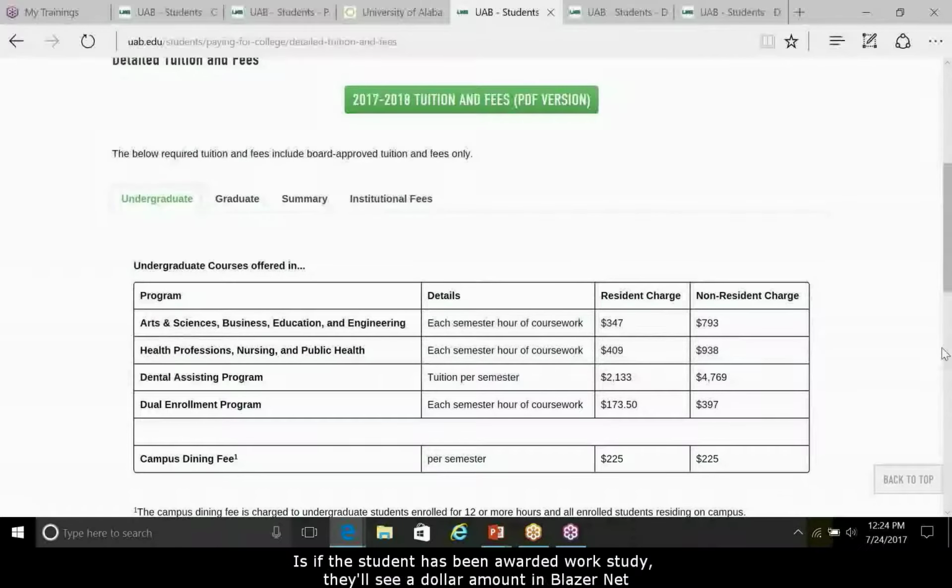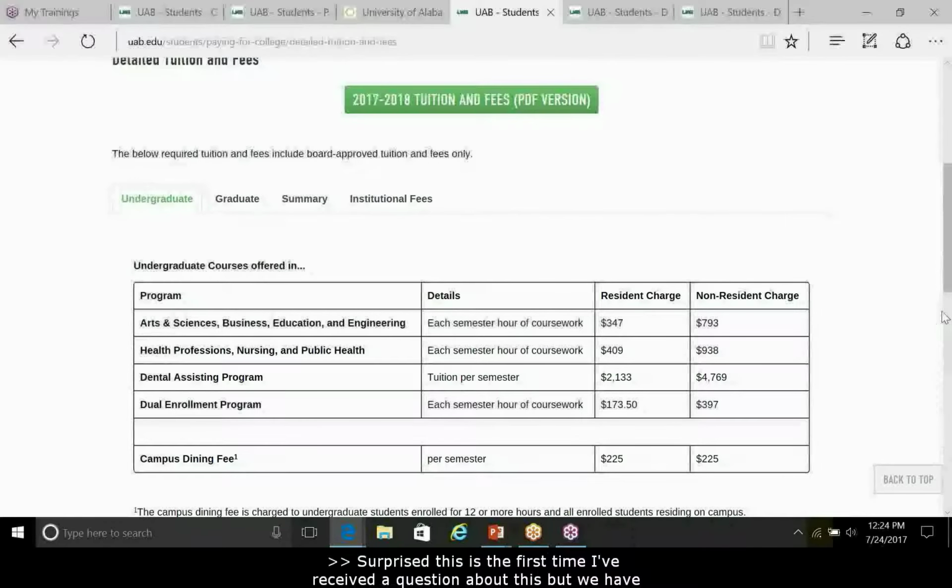Follow up with that a little bit too: if the student has been awarded work study, they'll see a dollar amount in BlazerNet as to how much they were awarded. That is not money that will be added as a credit to the account balance. That is money that the student has to earn over the course of a year by working an hourly job. So that's not money that will be, again, credit to the account balance. That's money that the student has to earn. They'll get that in the form of a paycheck, and they can then choose to do with that paycheck what they want. If they want to pay it towards their account balance, they're more than welcome to. If they want to use that to go see a movie, they can do that as well.